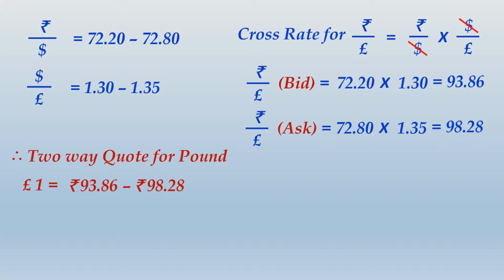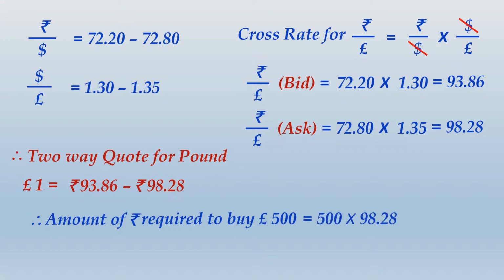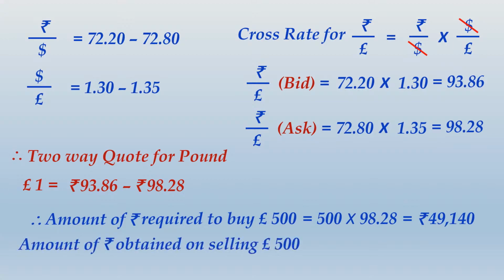Now you can answer those two questions. Amount of rupee required to buy 500 pounds: because you want to buy 500 pounds, you will apply the ask rate, and that comes to 500 into 98.28, that is rupees 49,140. And the amount of rupee obtained on selling 500 pounds will be 500 into the bid rate, that was 93.86, and that would be rupees 46,930. So please note down this entire calculation, and in case you have any point that is not clearly understood, you can just let me know.